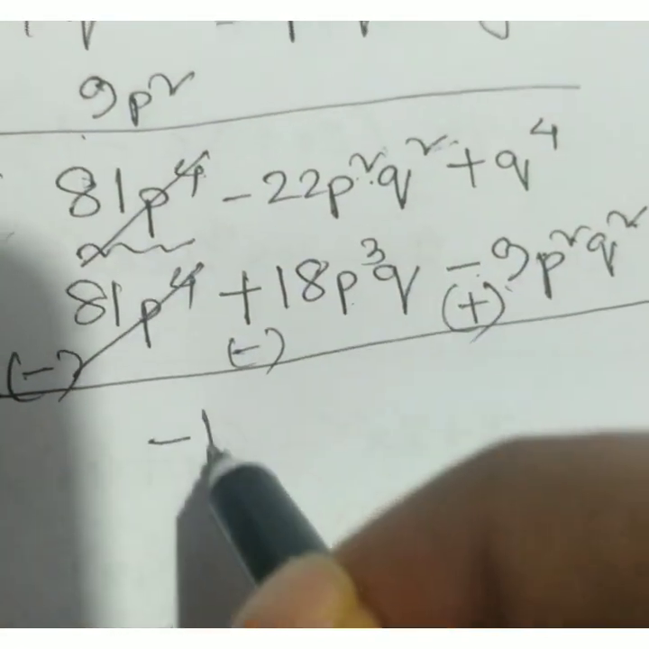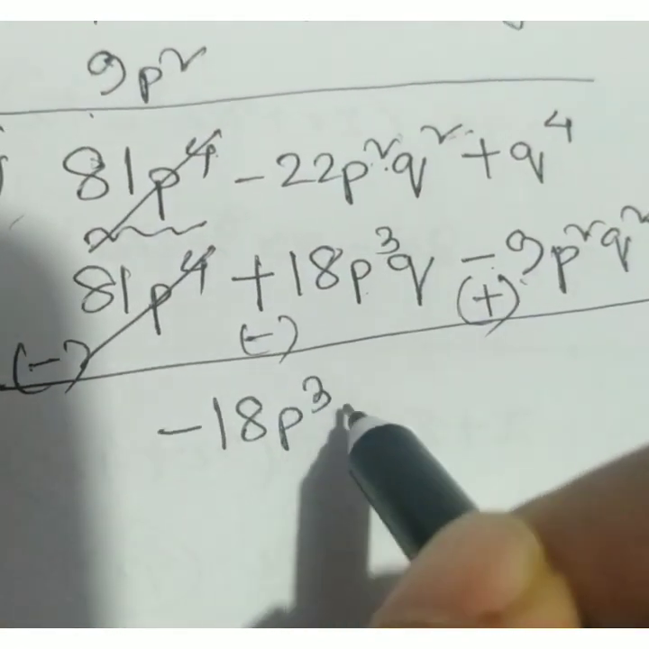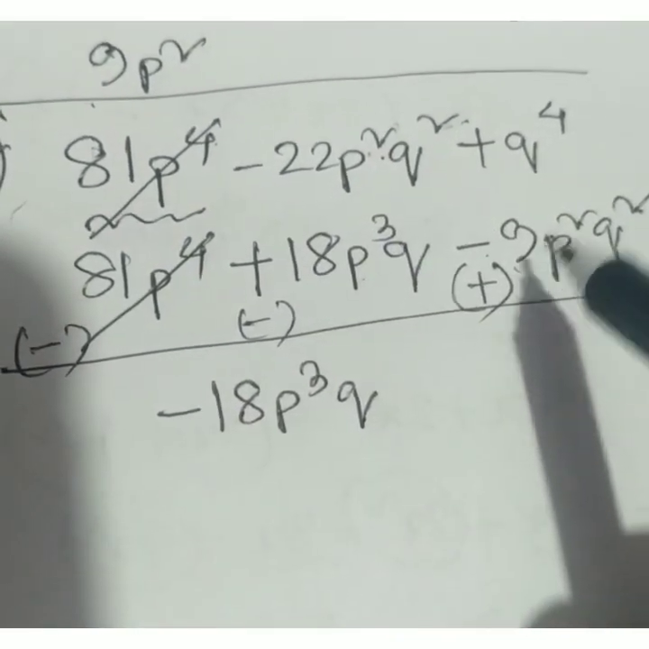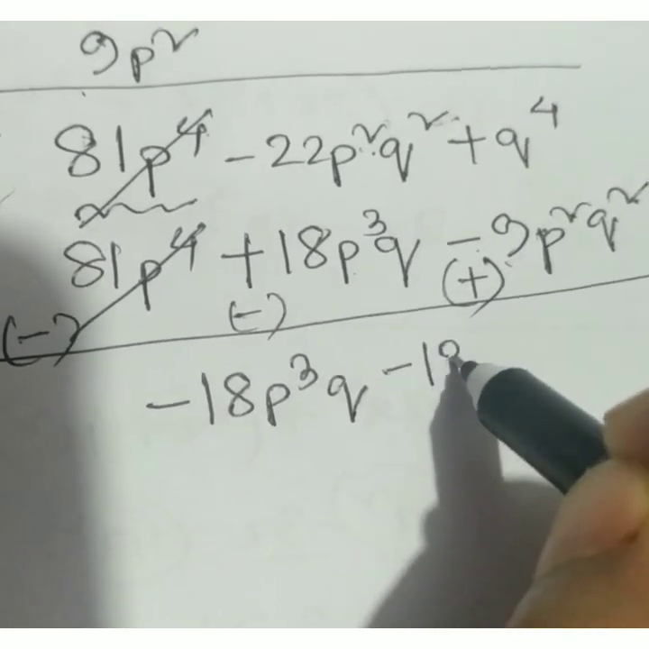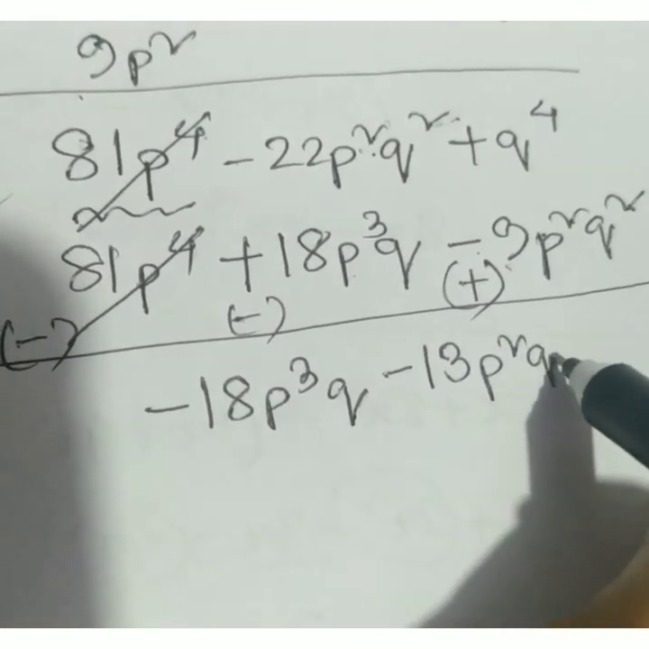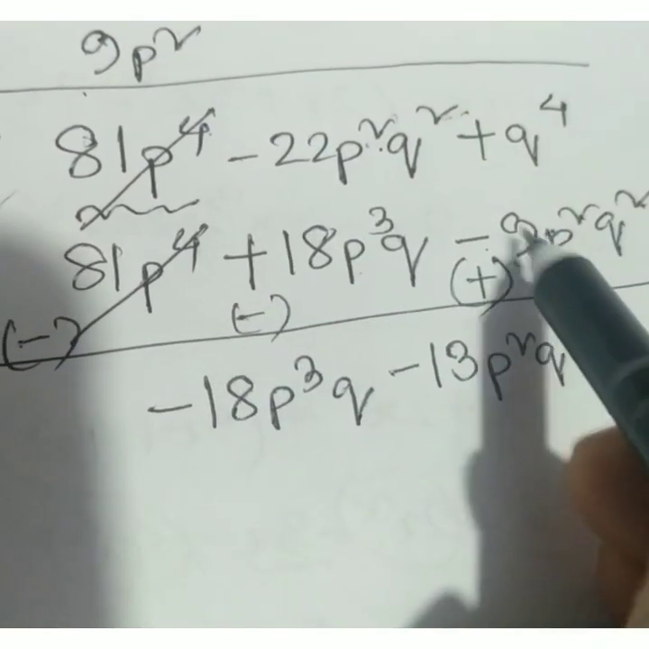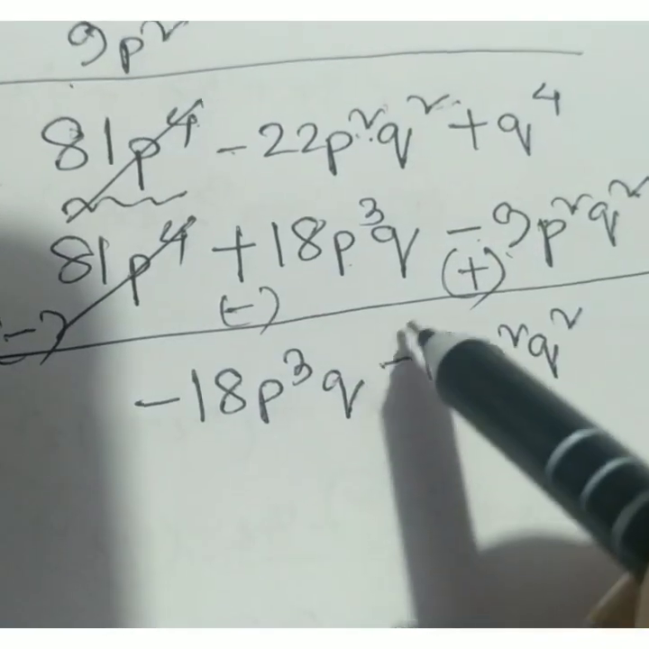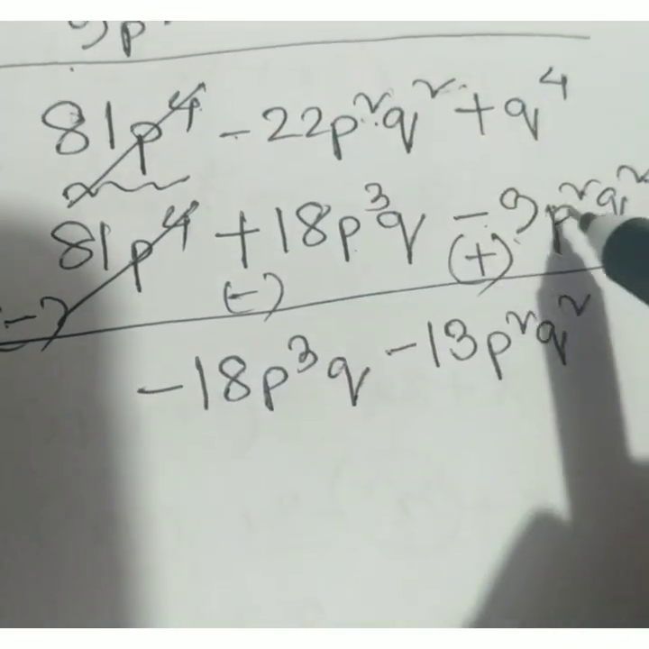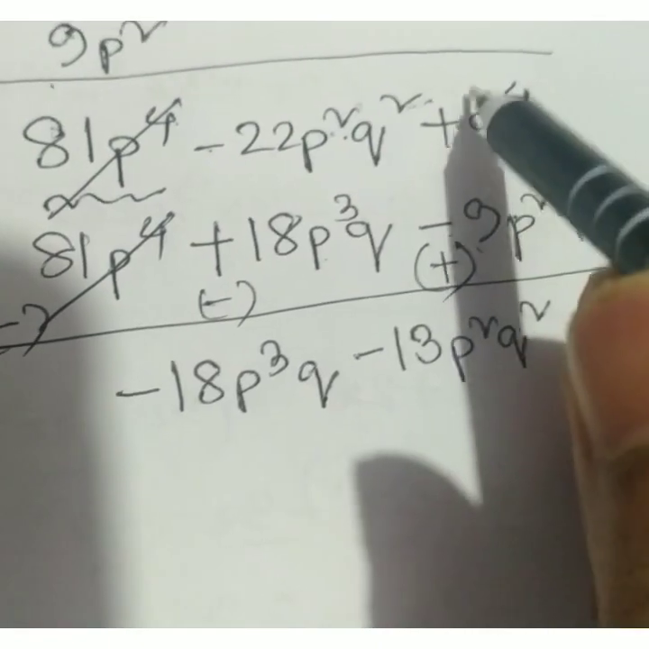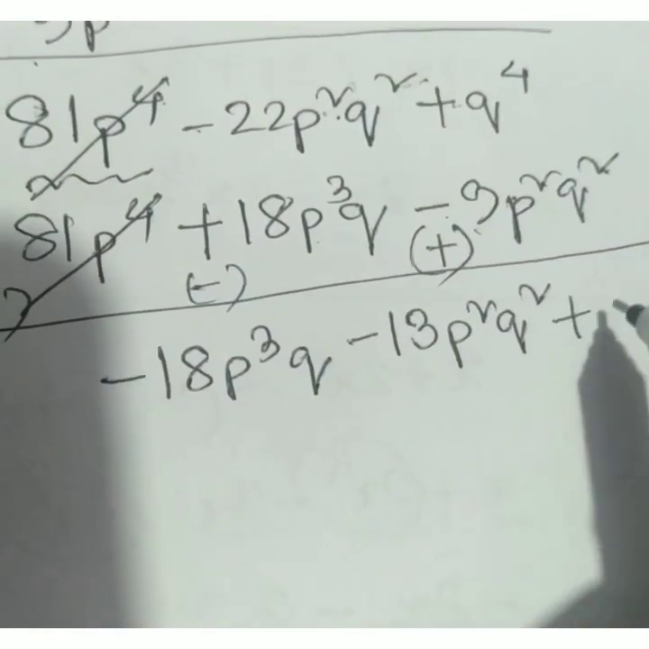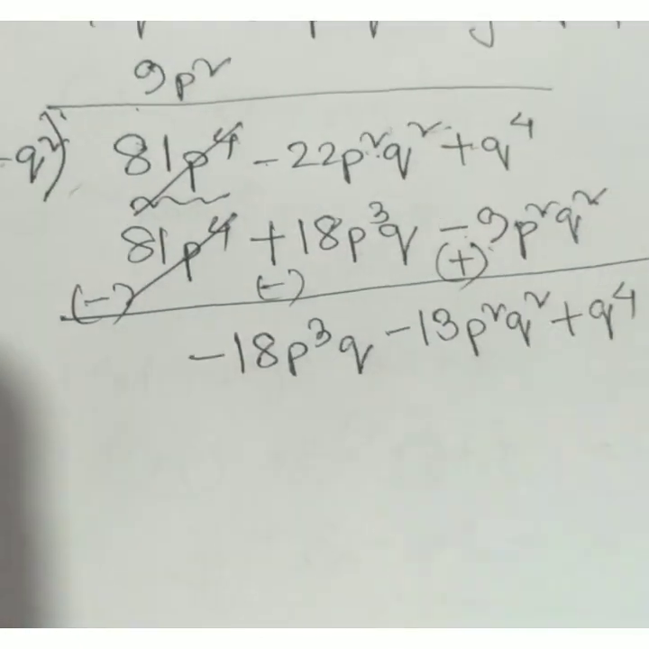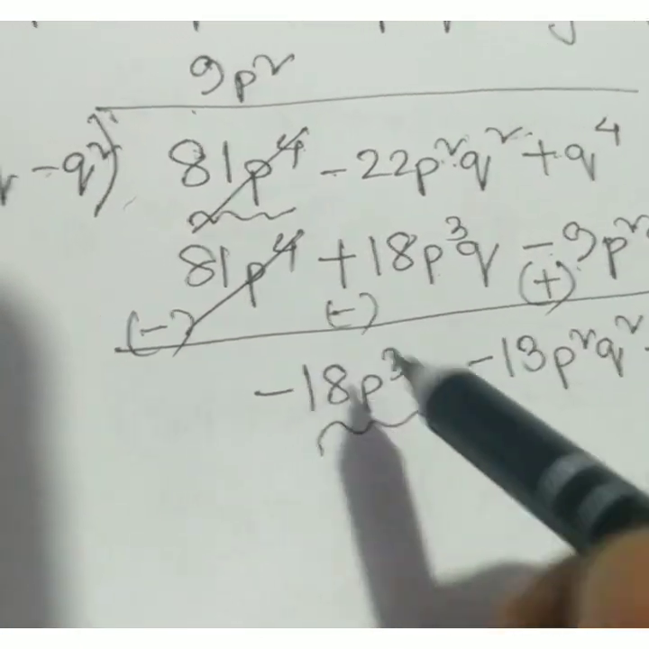So what we can do is, we first write minus 18p³q as it is. Then minus 22 plus 9 is minus 13p²q². Minus 22 plus 9, then is minus 13. p²q² we write as it is. Then finally this plus q⁴. Next again we need to check this term and this term.